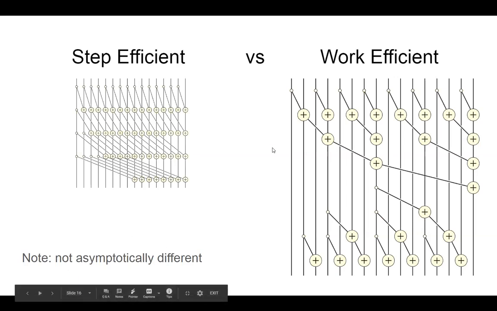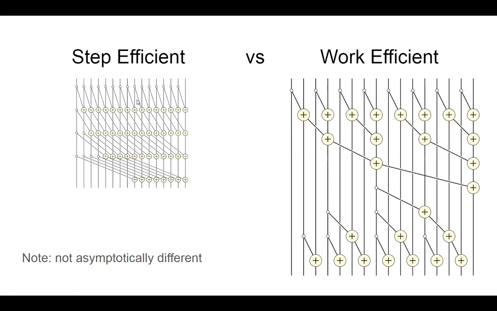And I just want to note they're not asymptotically different. So this one has twice as much work, but it's not n squared work or n log n work or anything. Just twice as much work, a constant factor more work. And this one is a constant factor more steps, like 2 log n. They're both useful, and I just thought I'd expose you to both of them.